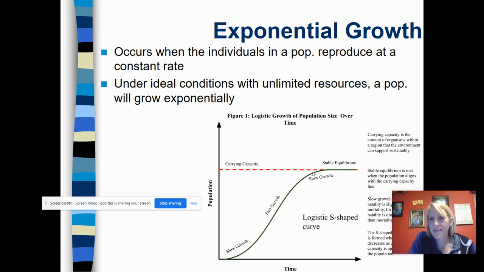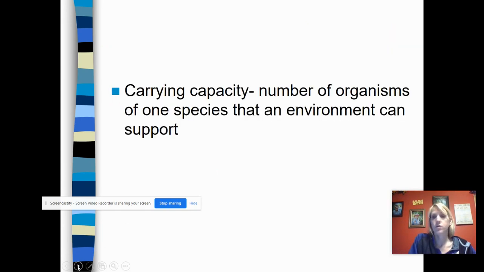Then what happens is it runs out of resources, it runs out of space, and then it stops. See right here, it says slow growth. It reaches its carrying capacity, which we will talk about. So what's carrying capacity? It's the total number of organisms that a specific area, an environment, can support. So you have this J curve, which runs out of resources.